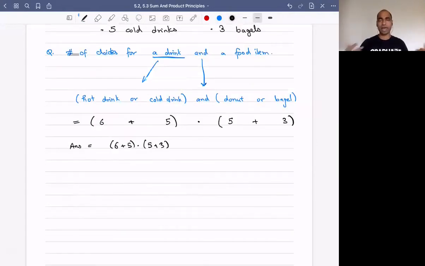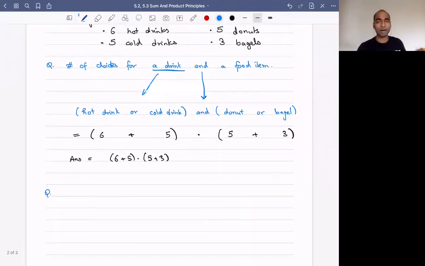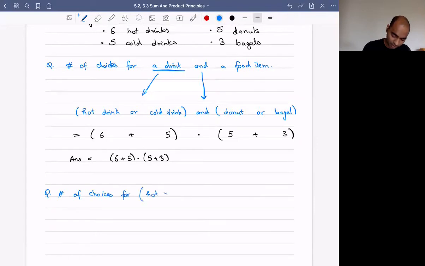You can make this much more complicated. So here's the next level of complication. You can say, I want to get a drink or food item, but I don't want any drink or any food item. I'll either get a hot drink with a bagel, let's say, or a cold drink with a donut. So now I want the number of choices for either a hot drink and a bagel, let's say, or I'll get a cold drink and a donut.